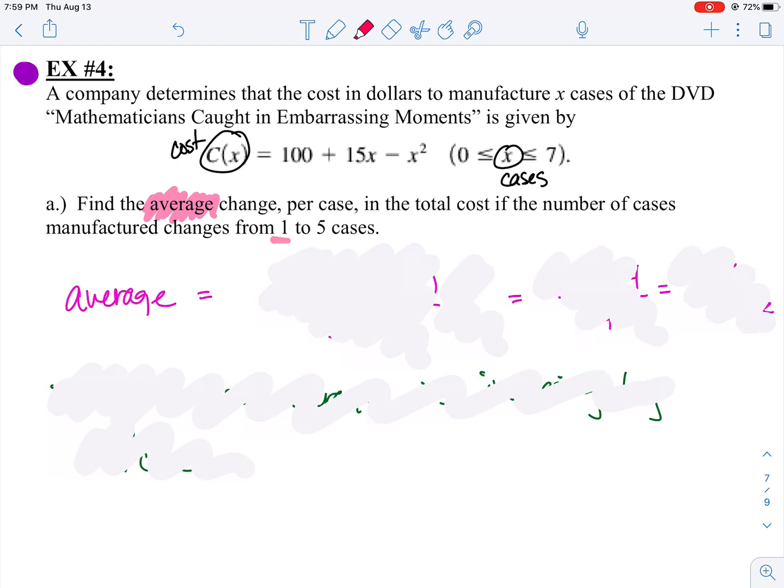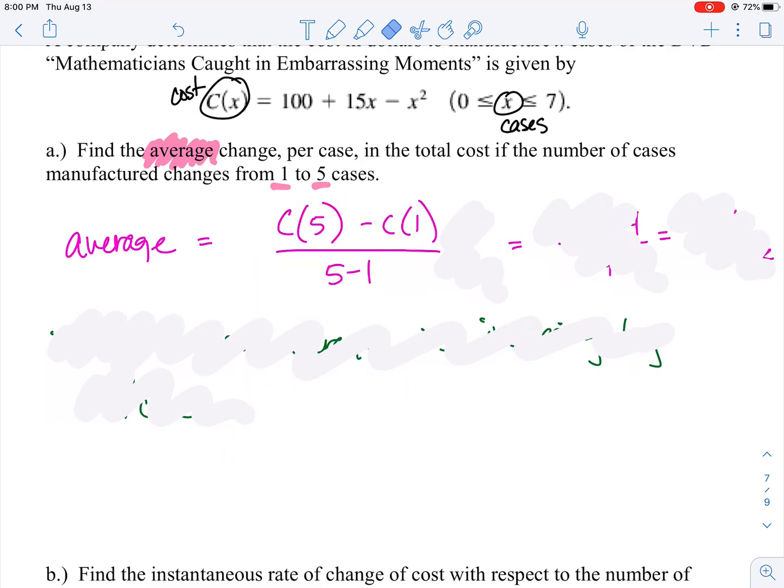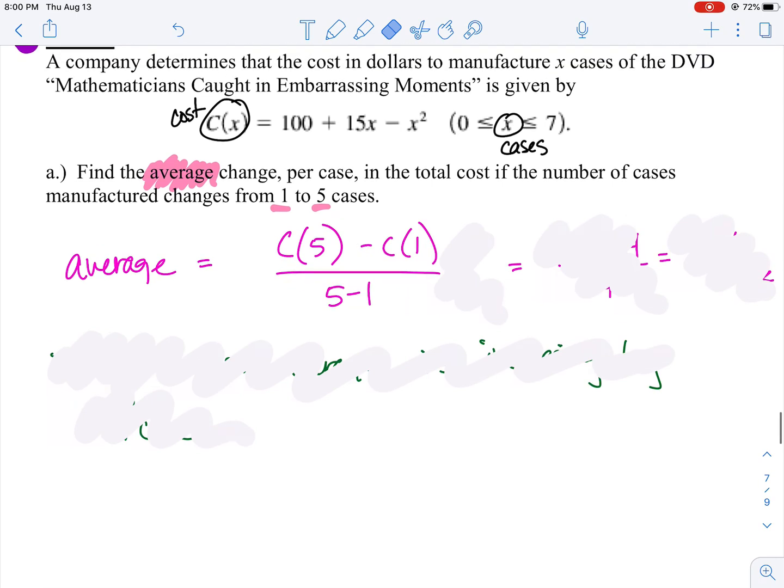I have an x1 and an x2. I can use that x1 and x2 to find my y1 and y2, right, by substitution. So as soon as I see that word average, I know I'm just doing my average rate of change. So I'm going to find the change from 1 to 5 by substituting in a 1, substituting in a 5, and then subtracting those. Remember that C is the cost to manufacture these DVDs, and remember the 5 and the 1 are the number of cases. So if I need to make sure that I have units in my problem, this is really cost per case.